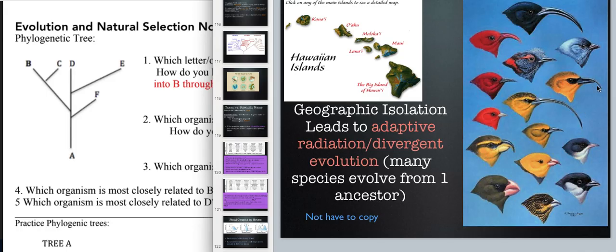Same thing with this one, and this one. They drink nectar. Some of these bigger beaks down here are seed-eating birds. This one is an insect-eating bird. It uses that little part of the curved beak to pry bugs out of bark and whatnot. And so they become different species over time.